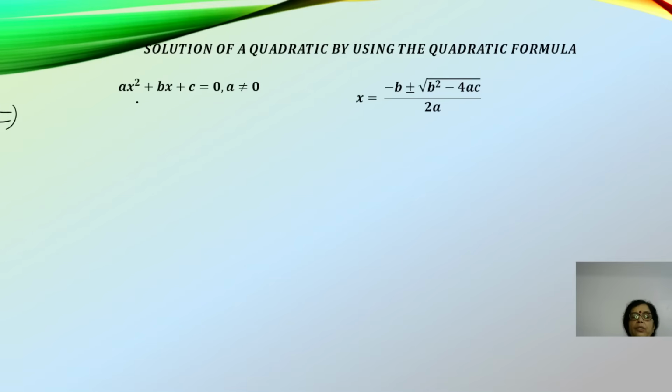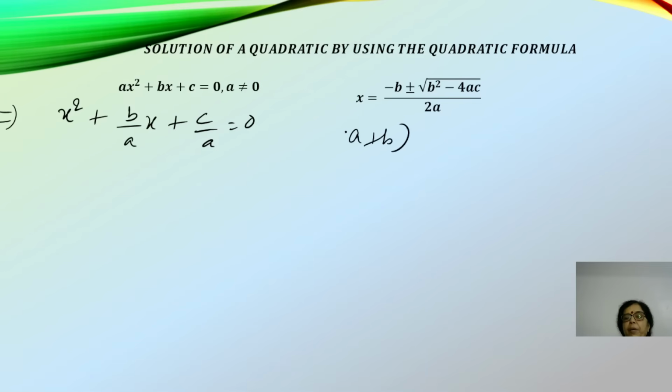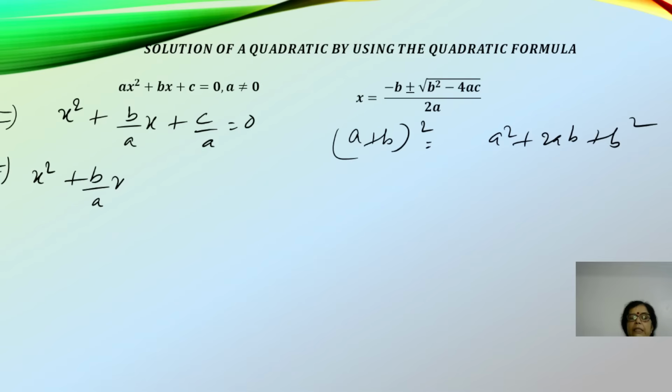So we get back to this equation and divide both sides of the equation by a. So we get x squared plus b by a into x plus c by a is equal to 0. Now why are we doing all this? We want to put it in the format of a plus b the whole square, that is equal to a square plus 2ab plus b square. So the next step is to shift the c by a term to the right hand side. So we get minus c by a.